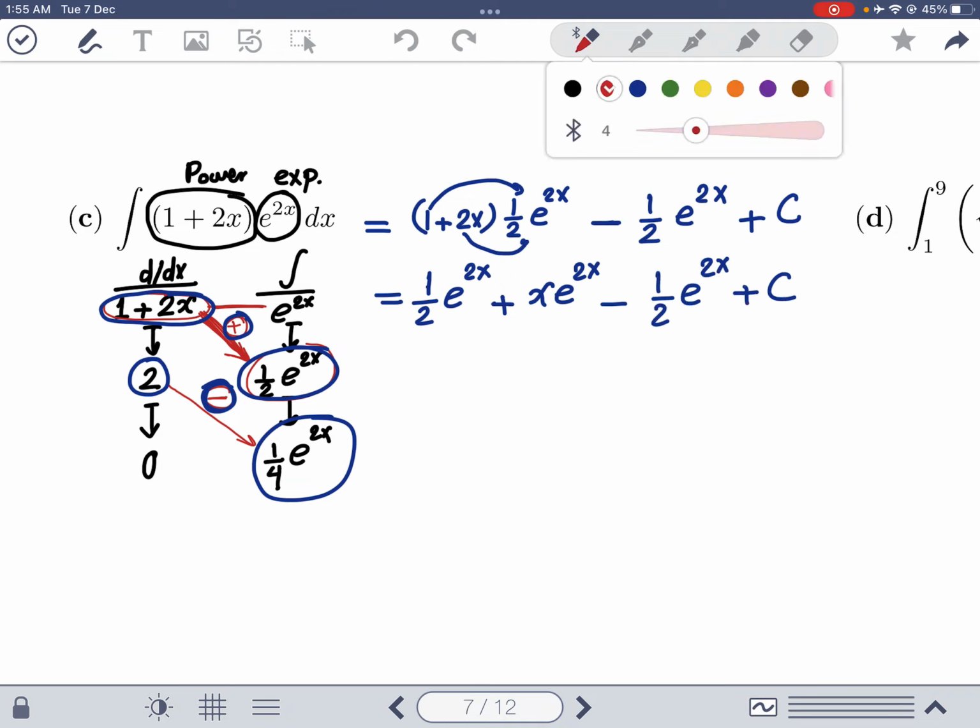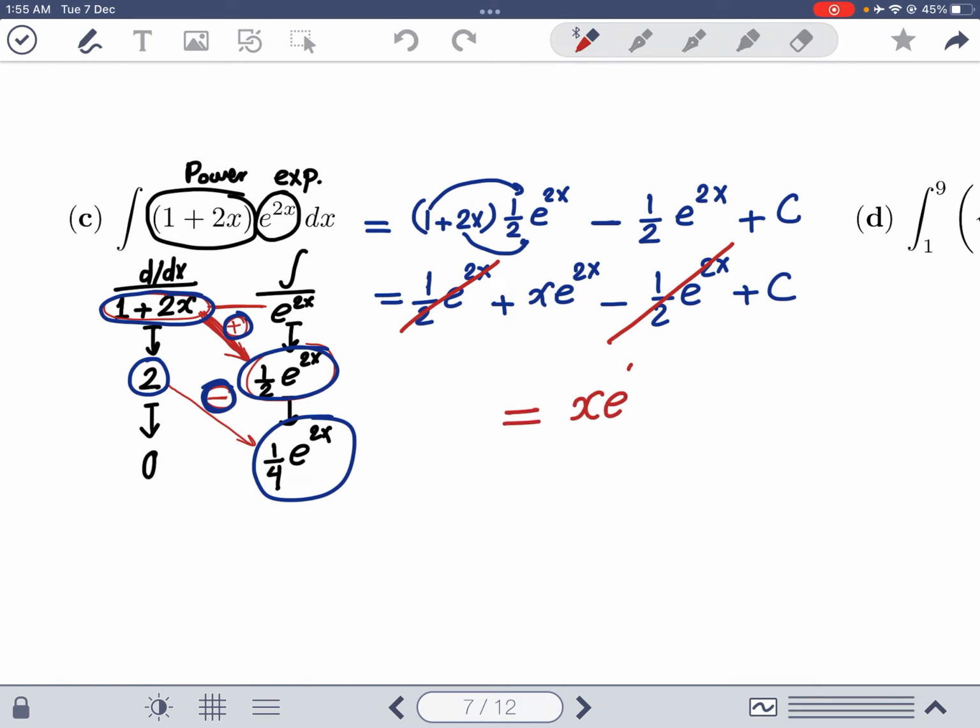Look at the beauty of this. Half e to the 2x minus half e to the 2x, I mean, half e to the 2x cancels. And so the final answer is very simple: x e to the 2x plus c.